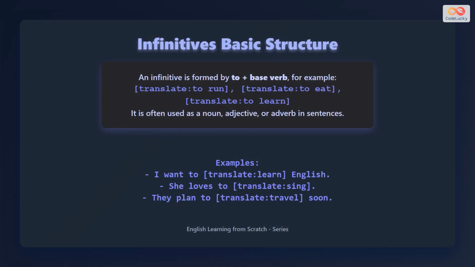An infinitive uses to plus the base form of a verb. This creates forms like to run, to eat, or to learn. Infinitives work as nouns, adjectives, or adverbs within sentences. They appear in examples like I want to learn English, she loves to sing, and they plan to travel soon.